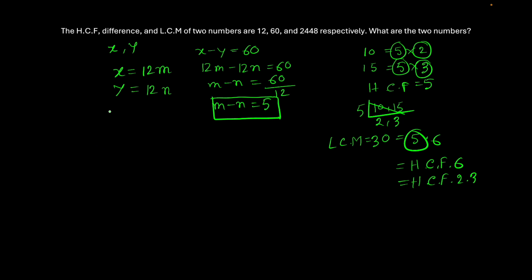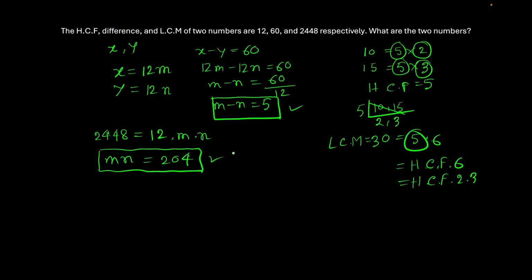So now, and also the LCM is 2448. So now what we can write, 2448 is LCM, and we can also write this as the HCF, just like this one, times m and n. So m and n will be 204. So we have already found our two equations, this one and this one. We can solve these equations to find those values, but we will not do that. We'll just simply find the factors of 204.